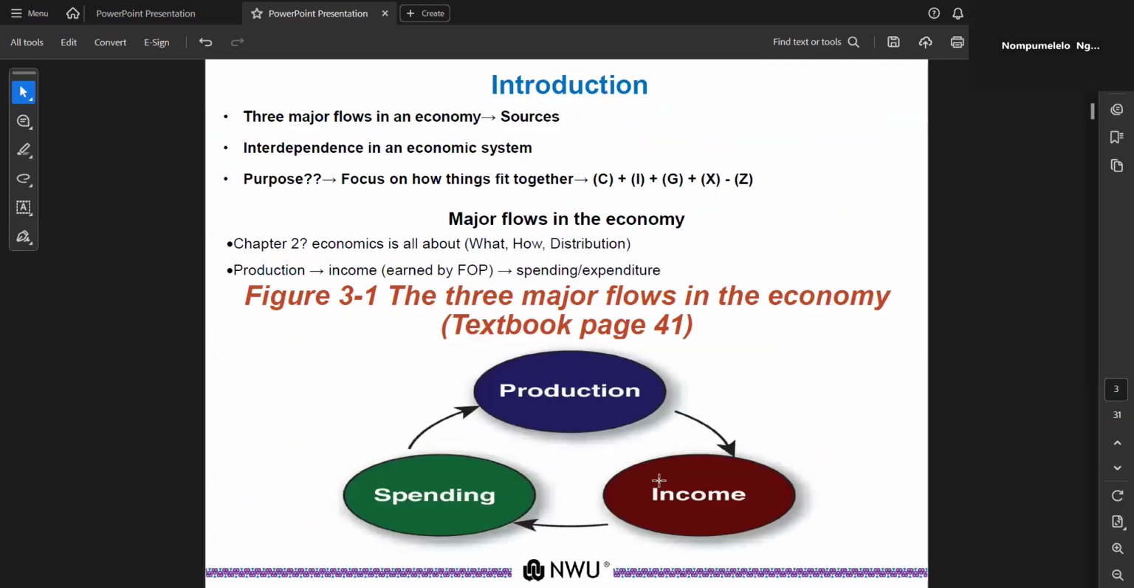So guys, let's go. Introduction: three major flows in an economy, interdependence in an economic system, purpose. They say here we should refer to our textbook, page 41, to identify the three major flows in the economy. The three major flows are production, spending, and income. Those are the flows.